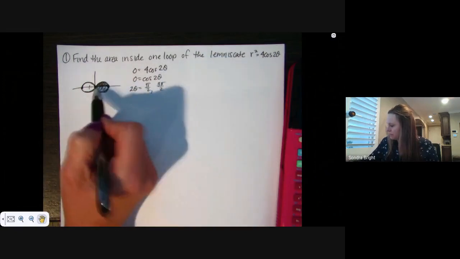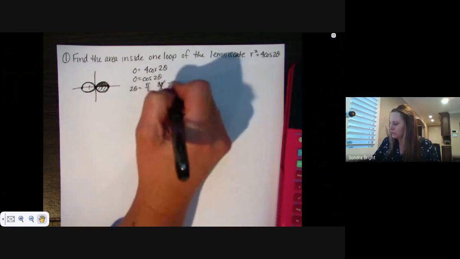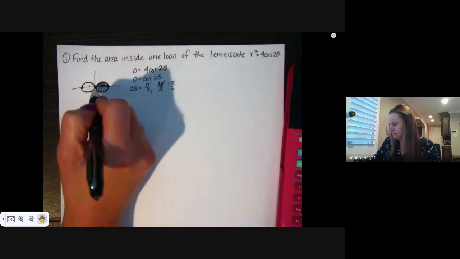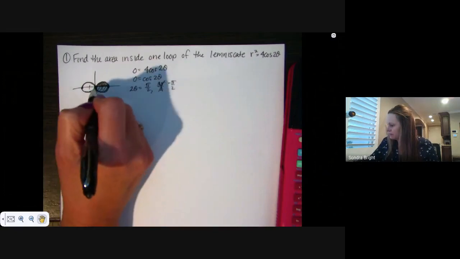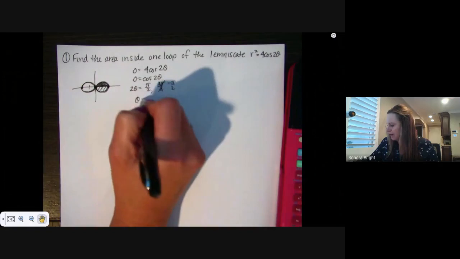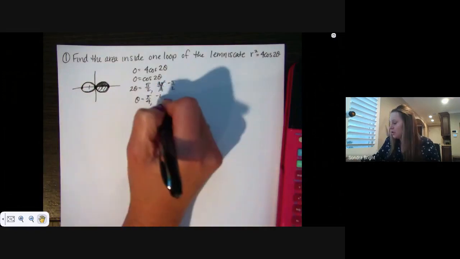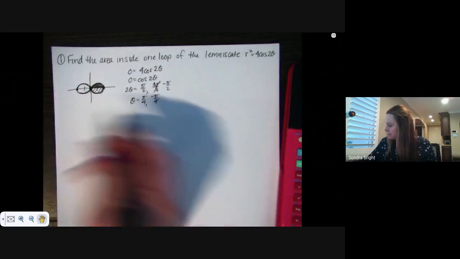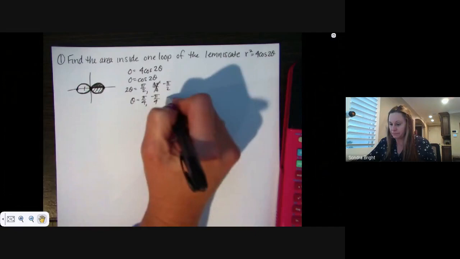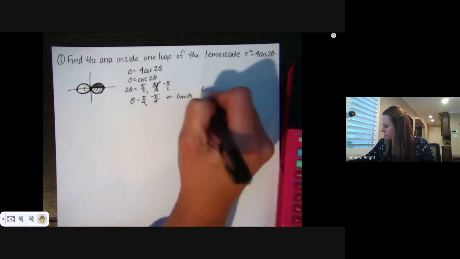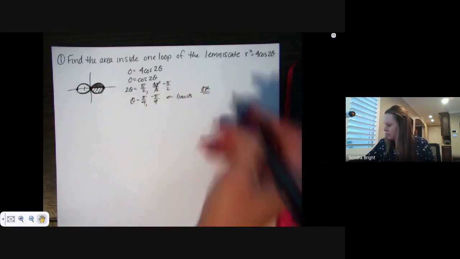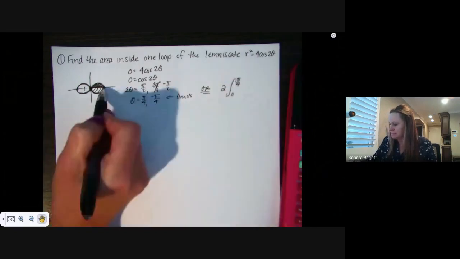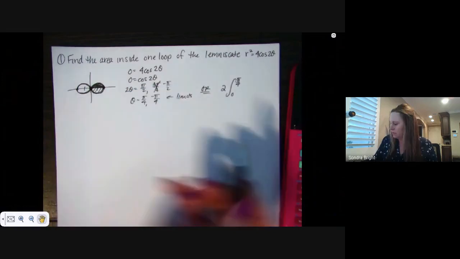So instead, we'll go from negative pi over 2 to pi over 2. And what that will do is give you from here to here. Now, dividing both sides by 2, that means you're going to go from negative pi over 4 to pi over 4. That would give you the whole loop. You also can use the symmetry and do 2 times 0 to pi over 4. And that'll go from here, 0 to pi over 4. You're just getting that upper loop, and then times 2, since it is symmetric right there.